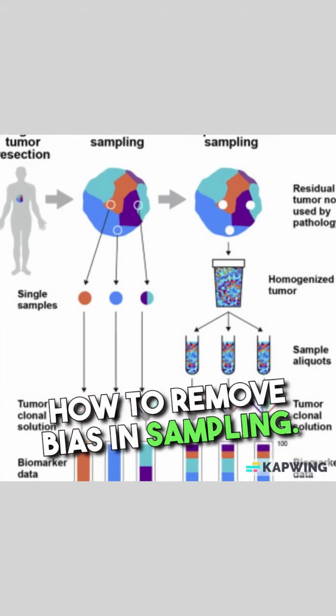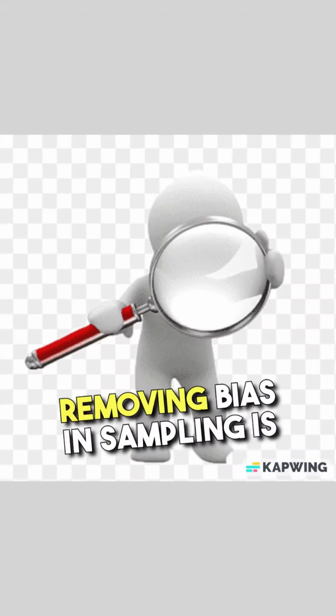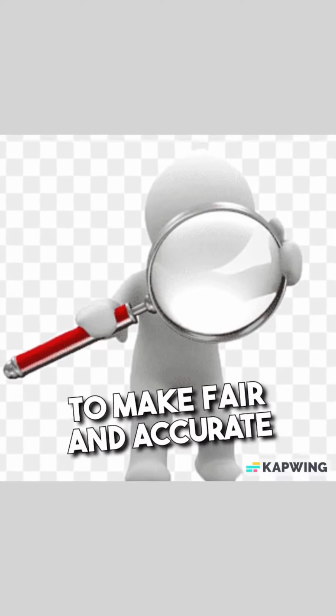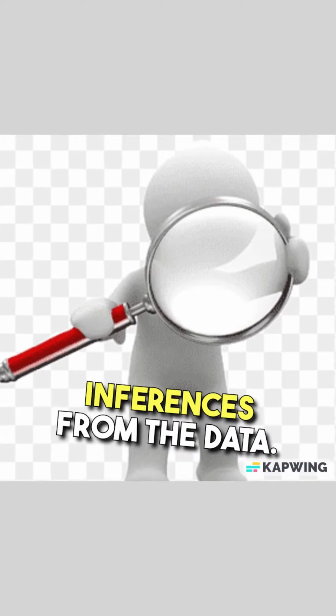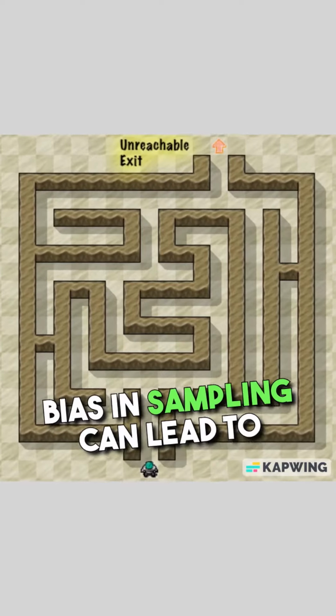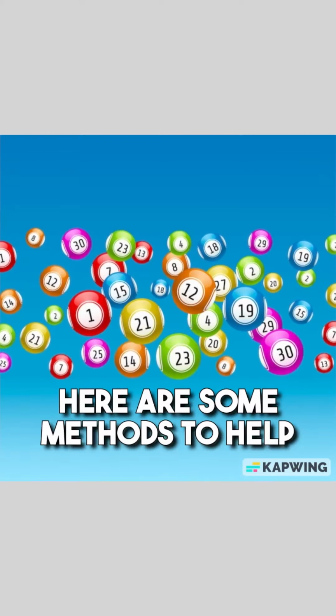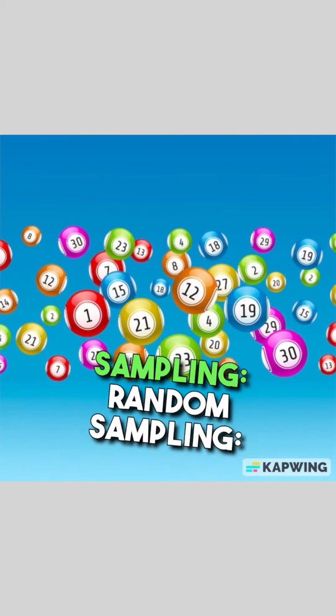How to remove bias in sampling. Removing bias in sampling is essential to ensure that the data collected is representative of the entire population and to make fair and accurate inferences from the data. Bias in sampling can lead to misleading results and invalid conclusions. Here are some methods to help reduce or eliminate bias in sampling.